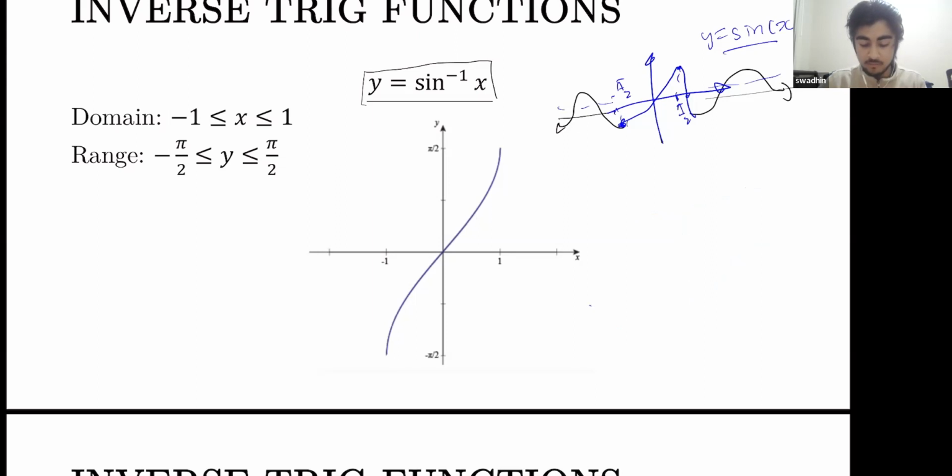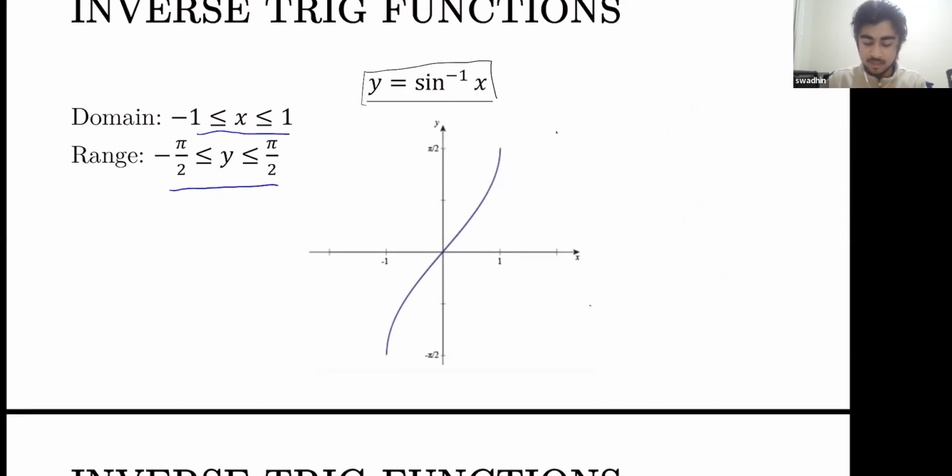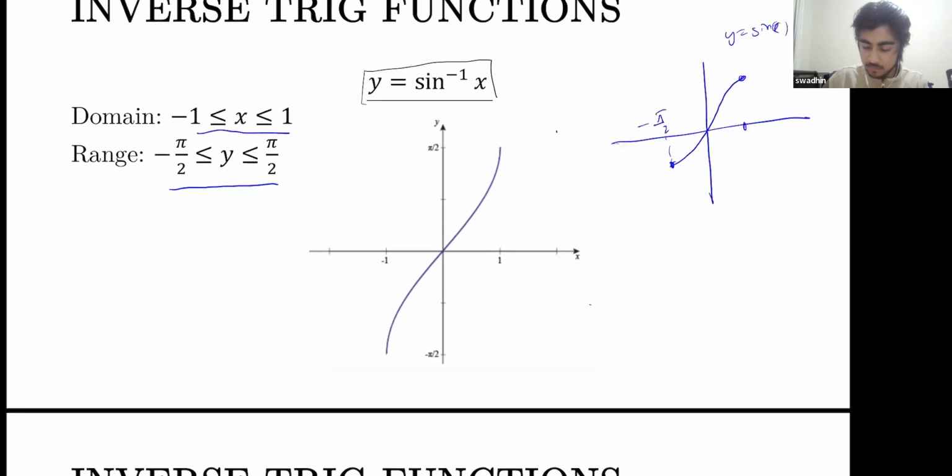So anyways, for the inverse function, the domain is -1 to 1, and the range is minus pi on 2 to pi on 2. Something also useful to know here is that the domain and range of the inverse function is the range and domain of the original function. So for example, when we restricted the sine graph in the original function here, so this is y is equal to sine x, we did it from minus pi on 2 to pi on 2.